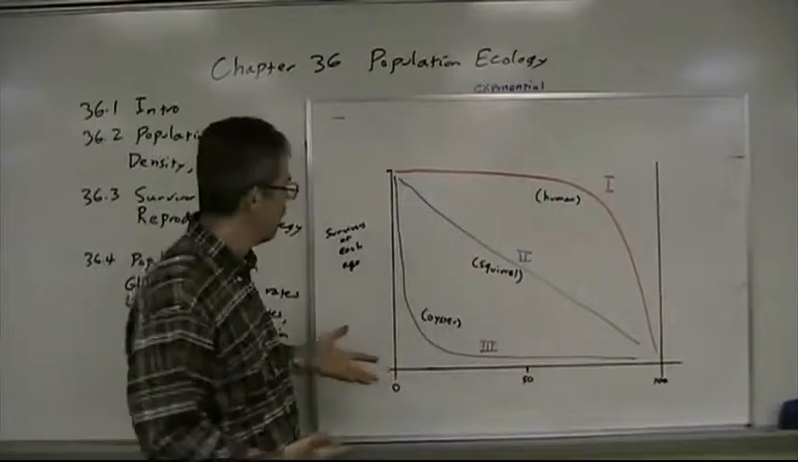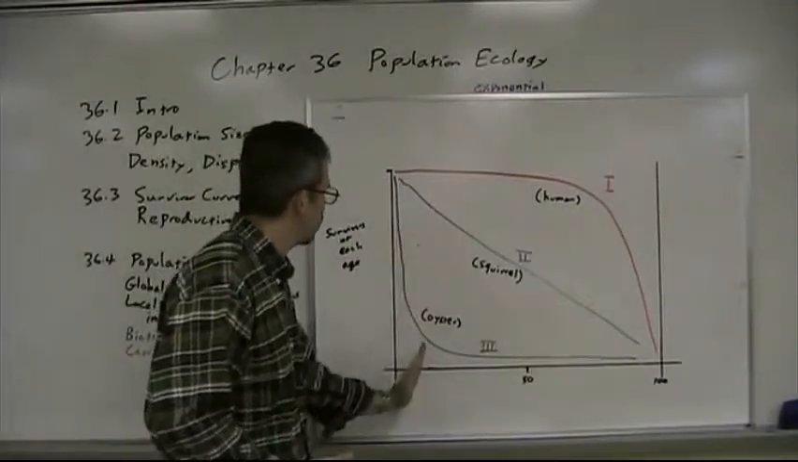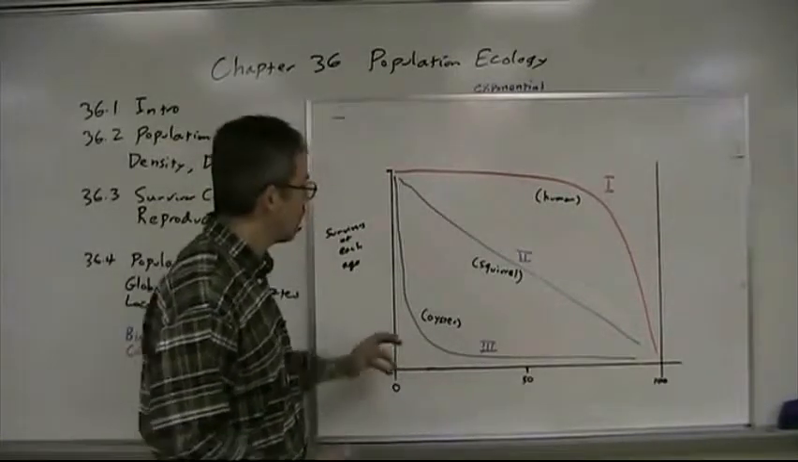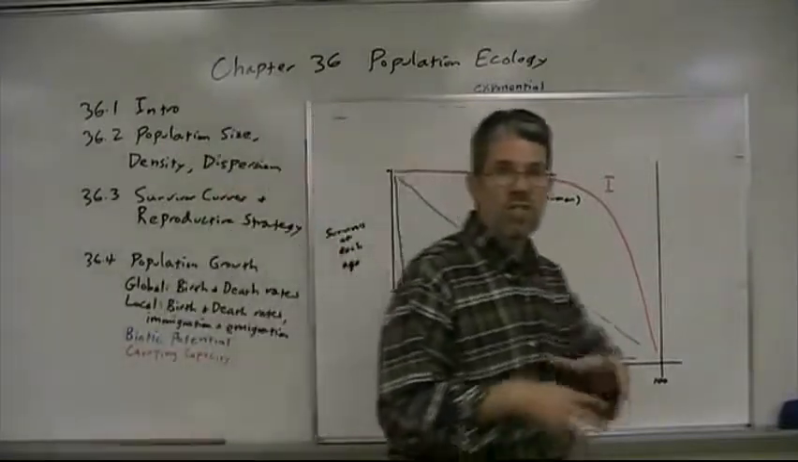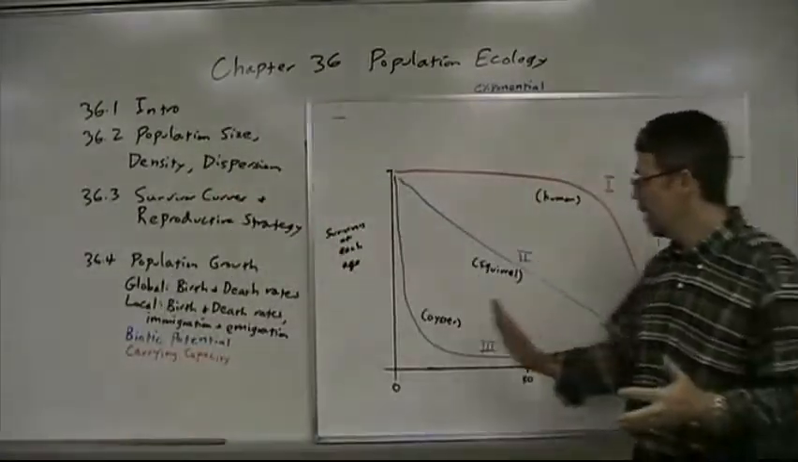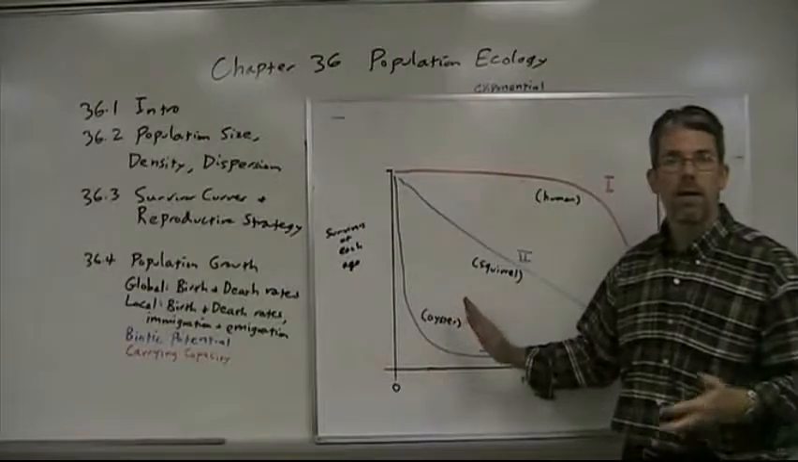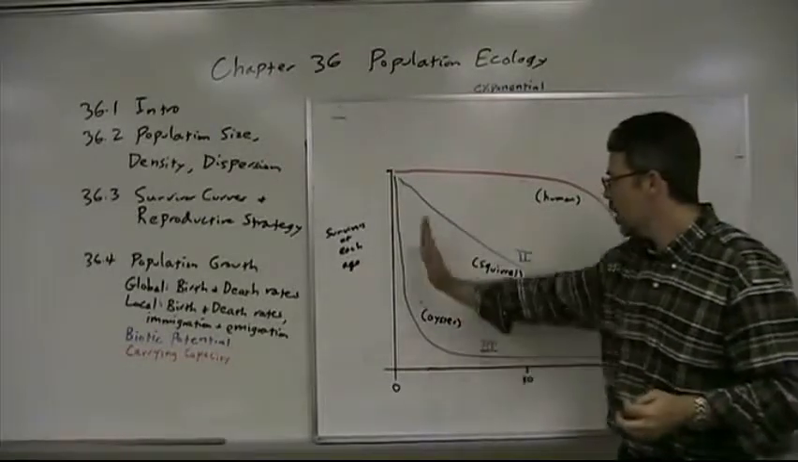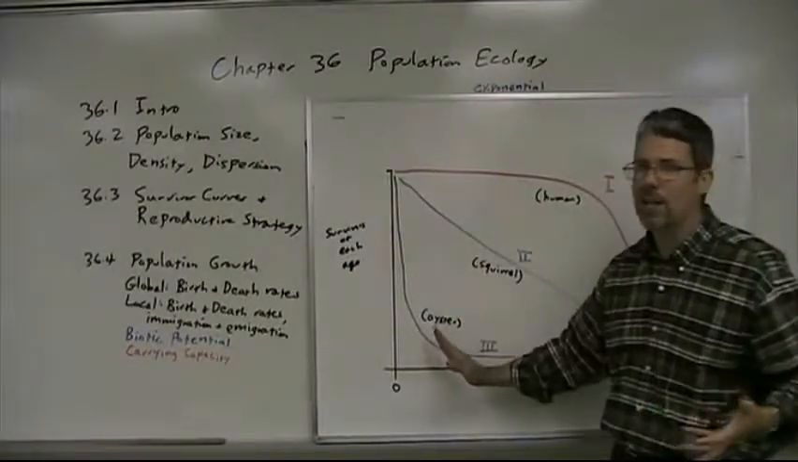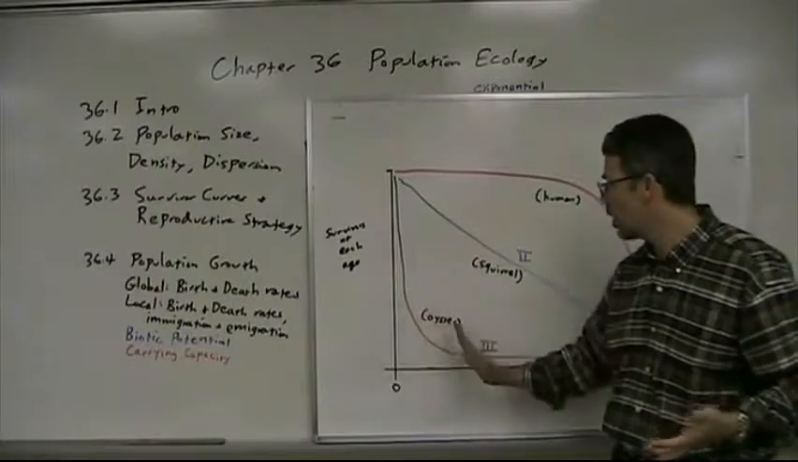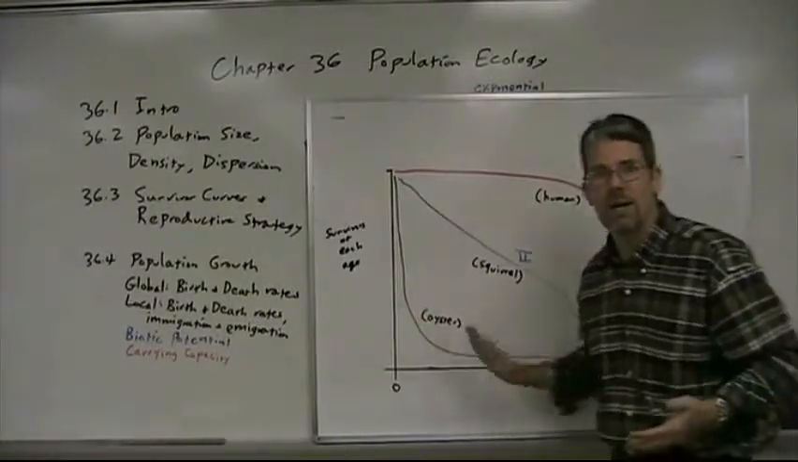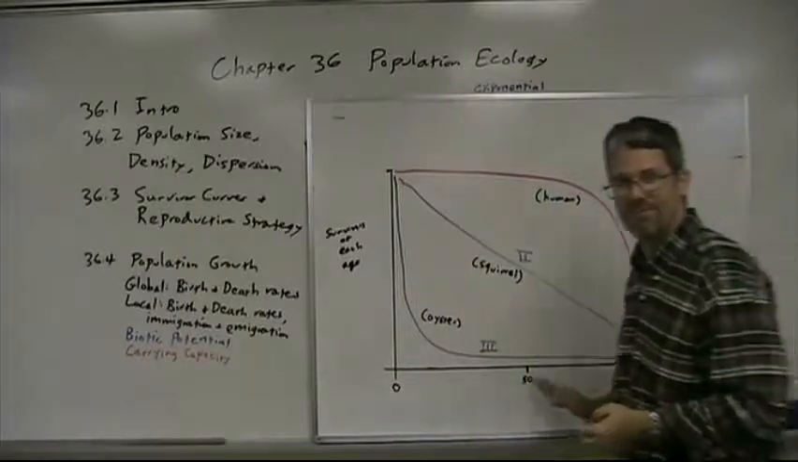Oysters are type 3. Here, the greatest chance of death is early in the lifespan. So this is typical of a species that produces huge numbers of offspring, but invests no parental care in their survival. So the oysters, they produce a large number of planktonic larval stages. Most of them aren't going to make it to oysterhood, but a few that do are set for life.